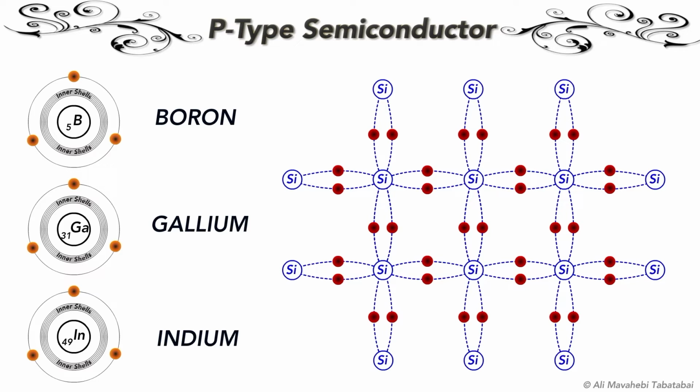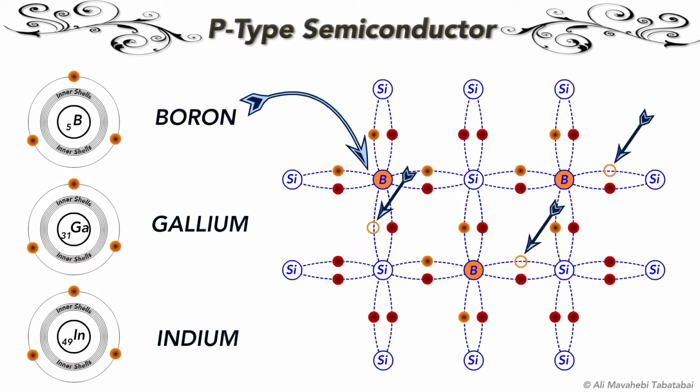When these impurities are added to the pure semiconductor, 3 valence electrons form covalent bonds by sharing 1 electron with the electrons of the neighboring atoms. The 4th covalent bond is left incomplete, which creates a hole. Such impurities create a hole which can accept electrons, so they are called acceptor or p-type impurities.